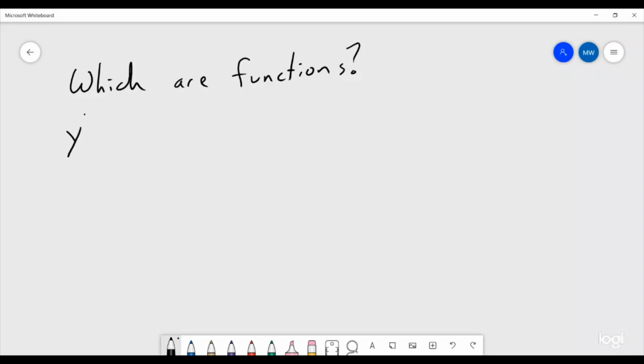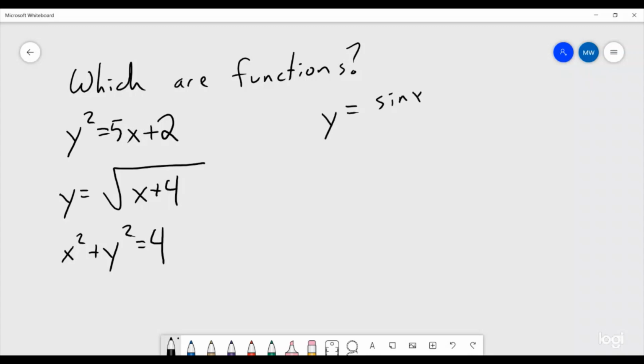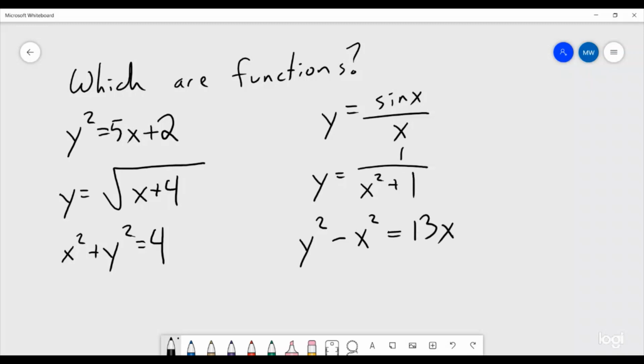We have y squared equals 5x plus 2. We have y equals the square root of x plus 4. We have x squared plus y squared equals 4. y equals sine of x over x. We have y equals 1 over x squared plus 1. And we have y squared minus x squared equals 13x. Go ahead, pause the video, and try and figure out which of these are functions and why.